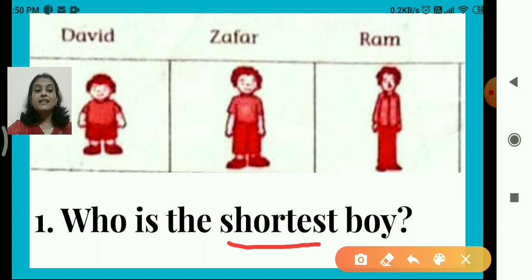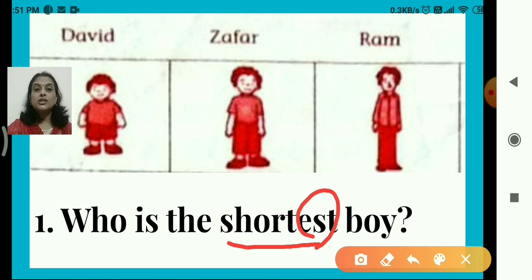Now you can see that after short, some letters are added. Which are they? EST, right? So it became shortest. So when we add EST after the given adjective, which degree is it? Right, it is the superlative degree, the 3rd degree. First is positive, then comes comparative when we are comparing between 2, and then the third one is the superlative degree when we are comparing more than 2.